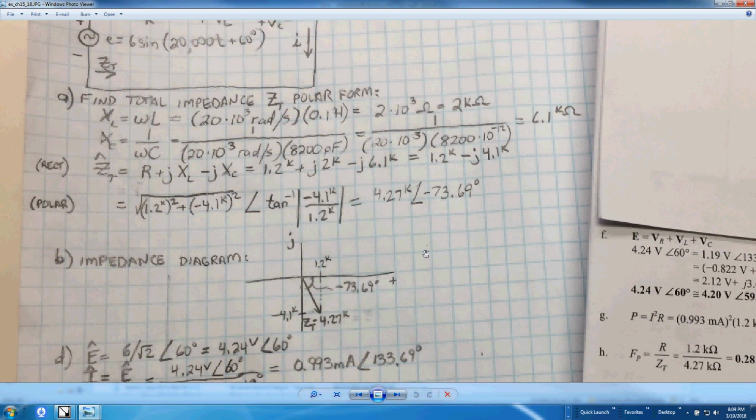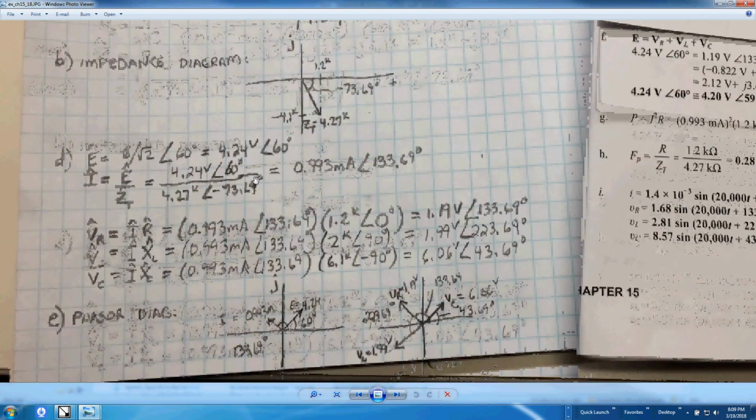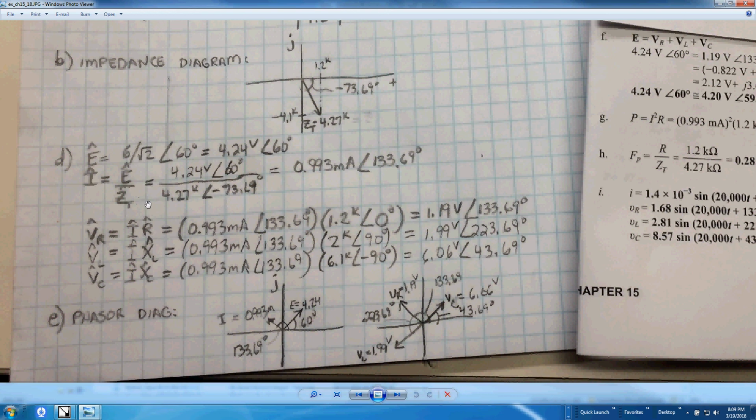For the impedance diagram, I go over 1.2 K from here and negative 4.1 K from here. That results in an angle like that, so that gives me that negative angle. The goal here is to find the current I and the voltage across each element.